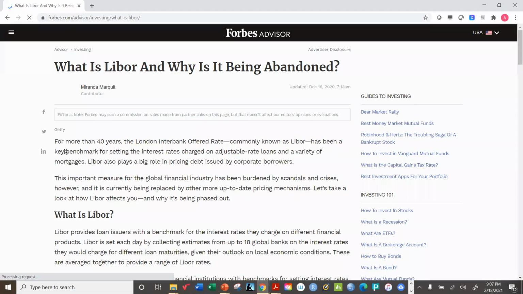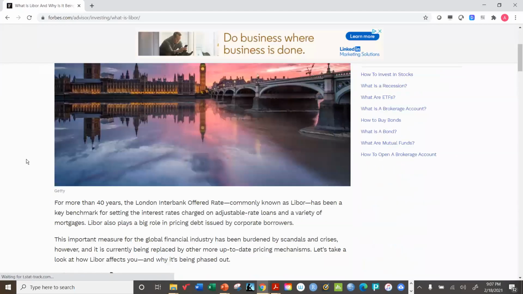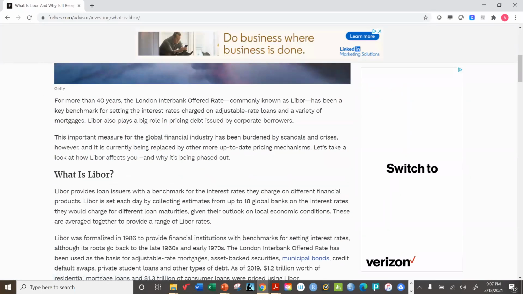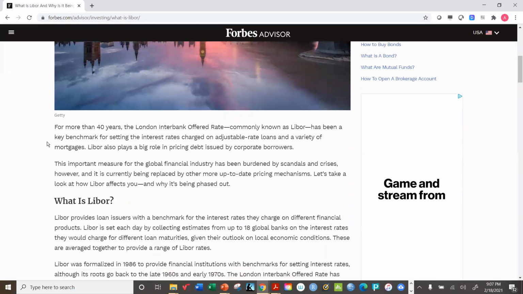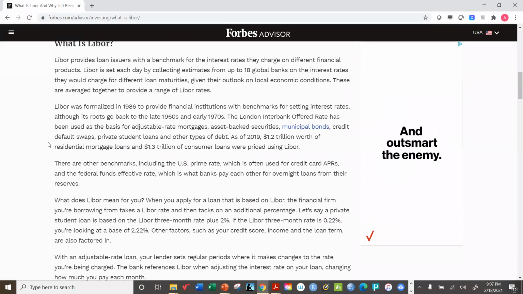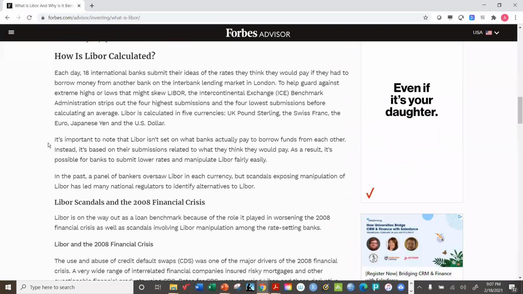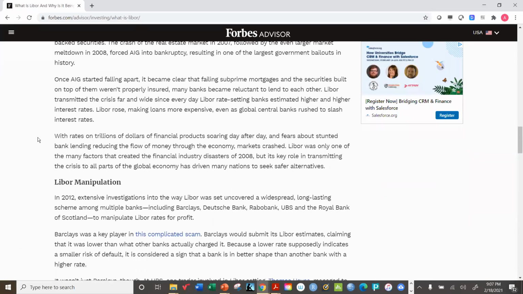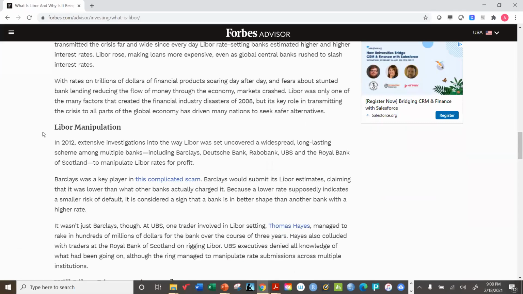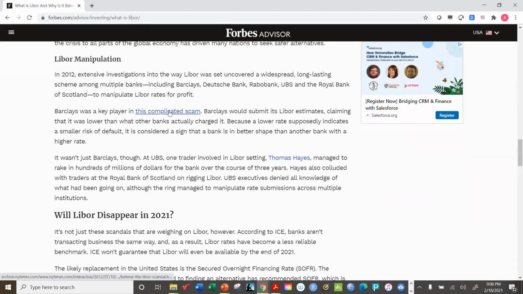Now, there's an article here about why they are getting rid of it in the first place. And they're saying, look, for more than 40 years, LIBOR has been a key benchmark for all kinds of interest rate products. And what happened? Oh, the crisis. Oh my God. But really, it was LIBOR manipulation. Look at these banks. But Barclays is the key player in this complicated scam.